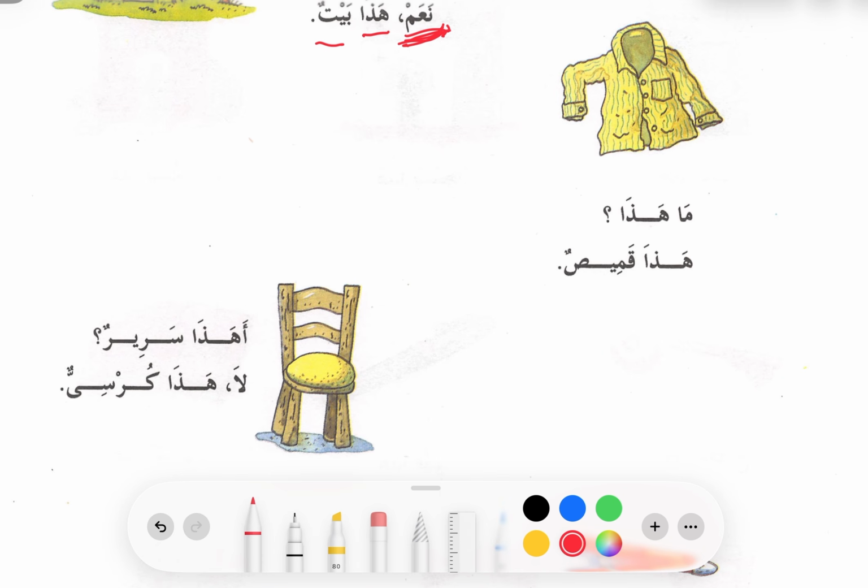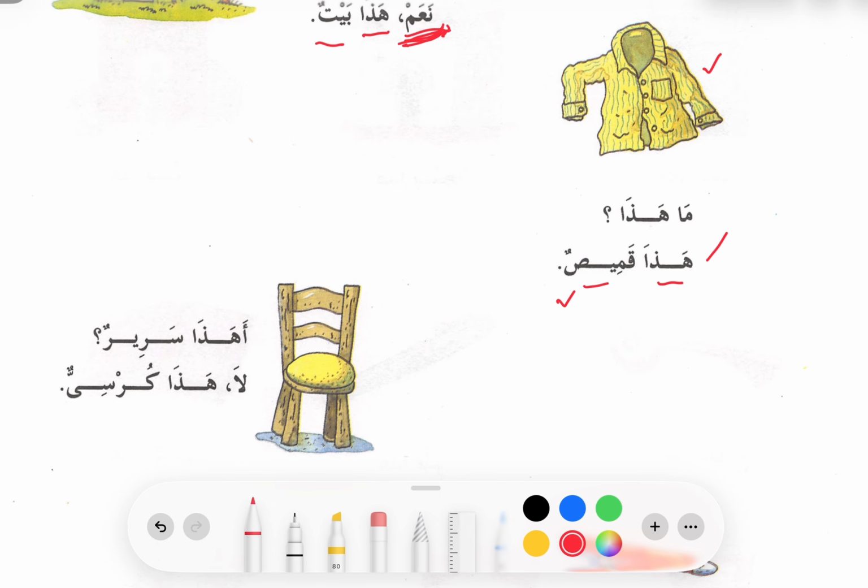Next. Ma hada. Is that the question? Yes. Ma is what, hada is this. What is this? In English, you will say, what is this? The answer is hada qamisun. This is a qamisun. Qamisun is nakirah and hada is ma'rifah. Therefore hada is mubtada and qamisun is khabar.